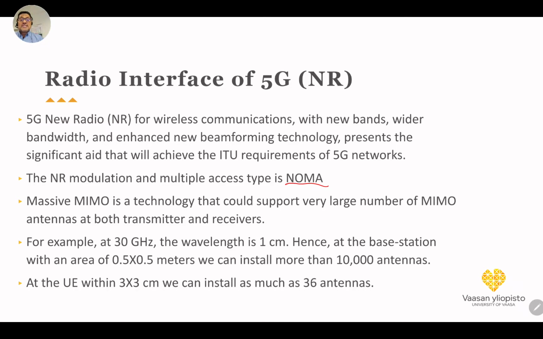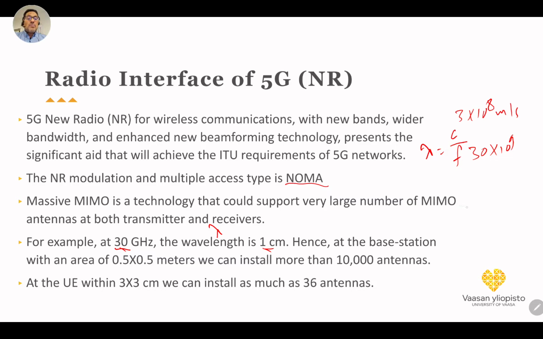Massive MIMO means that we use a very large number of antennas at the transmitter and at the receiver, and it is possible to use when we use very high frequency. For example, at 30 gigahertz of frequency, the wavelength lambda is about 1 centimeter, because the wavelength is the speed of light divided by the frequency. The speed of light is 3 times 10 to the power 8 meters per second. Frequency is 30 times 10 to the power 9. So you can see that it will be about 1 centimeter.